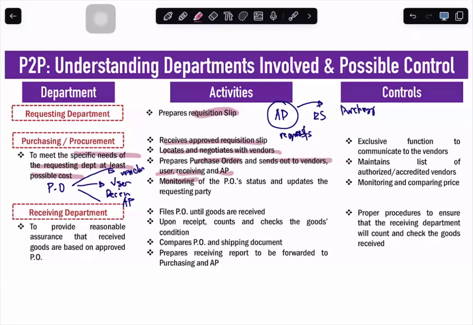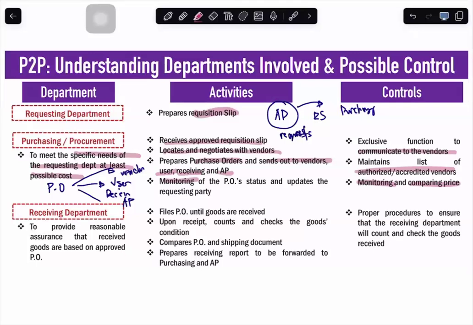Now let's look into the controls in place. First, they have the exclusive function to communicate to the vendors. They alone have the task to look into the vendor with the least possible cost. They will now maintain a list of accredited vendors. And then they will also monitor and compare price per vendor. Why? Because their main objective is to purchase the good or service at the least possible cost.